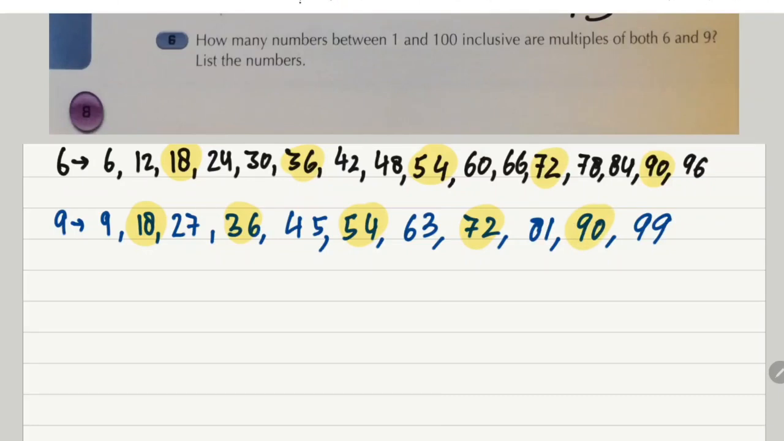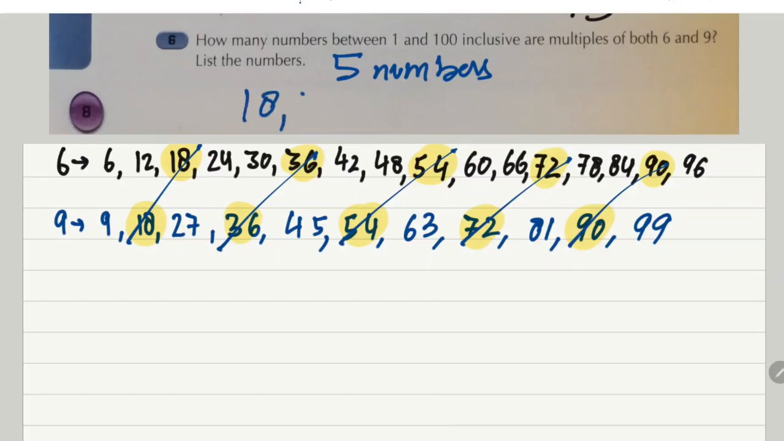90. So how many numbers are common? 1, 2, 3, 4, and 5. So how many numbers between 1 and 100 inclusive are multiples of both 6 and 9? 5 numbers, which are 18, 36, 54, 72, and 90.